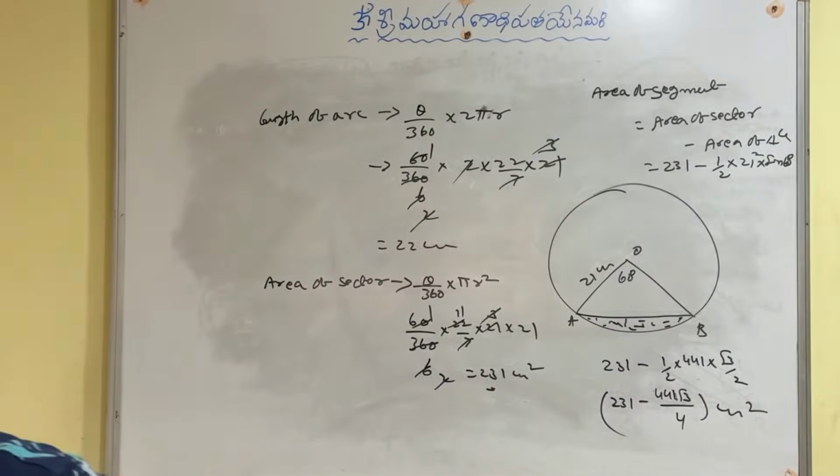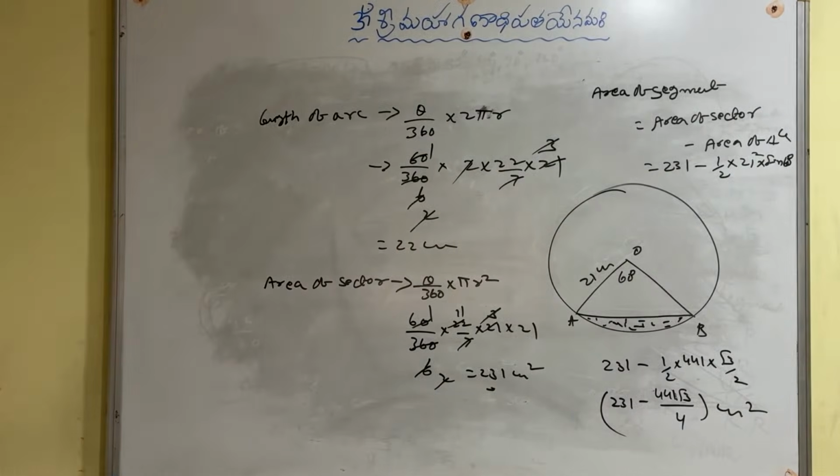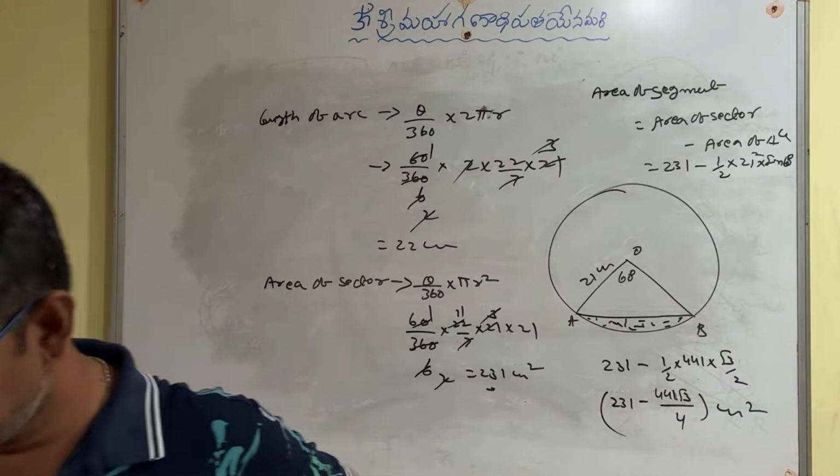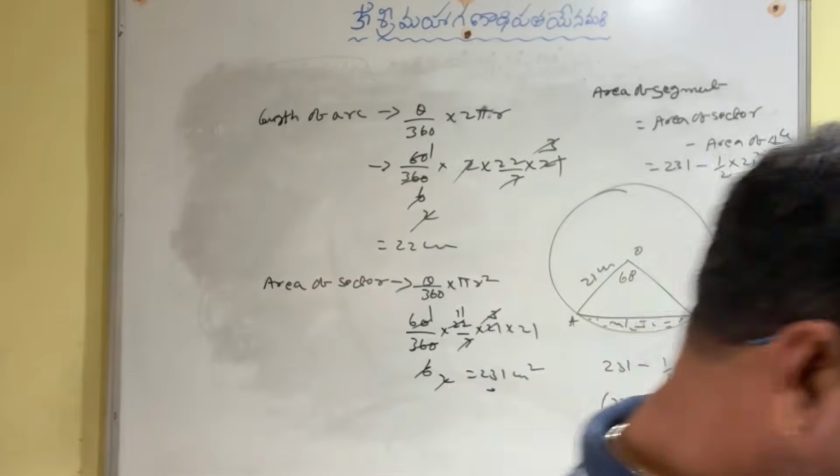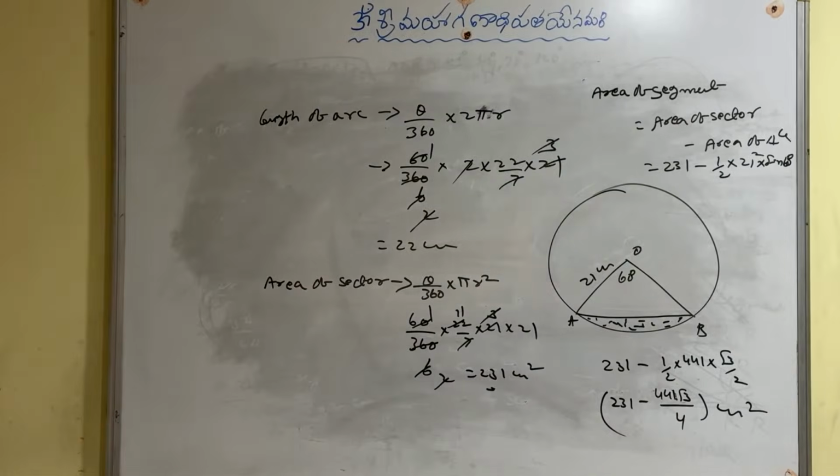So 5 problems are done in this exercise. Sums 6 and 7 are homework. By tomorrow this chapter will be done and we'll be left with only one chapter. So that's all for today.